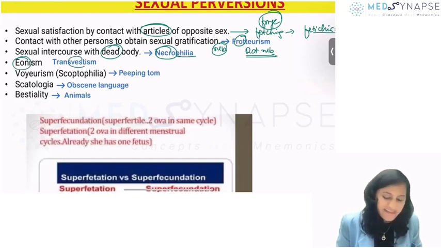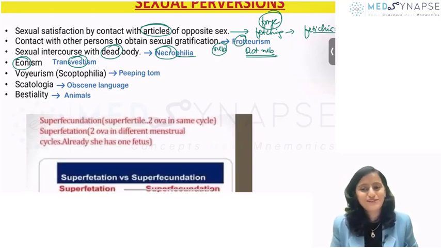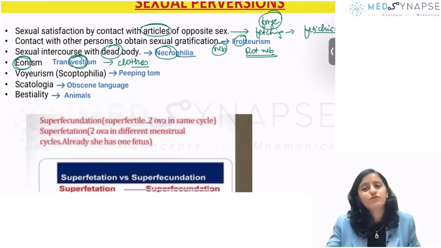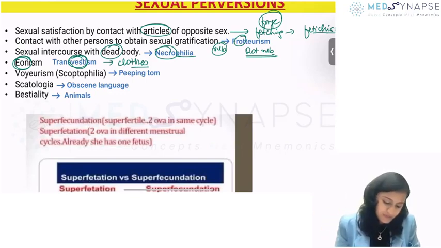Eon brand ki vest. I'm sure you remember this if you have heard of this mnemonic. Eon brand ki vest. So Eon is transvestism. Vest is a cloth. So wearing the clothes of the opposite sex, giving the gratification.